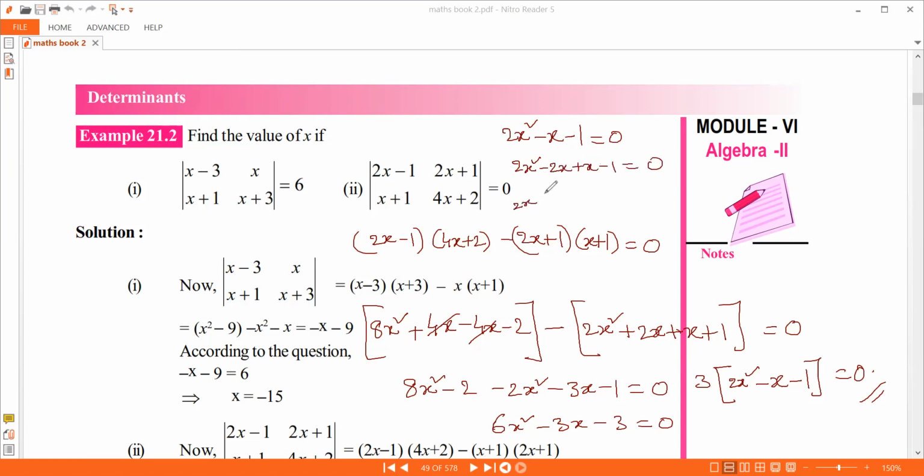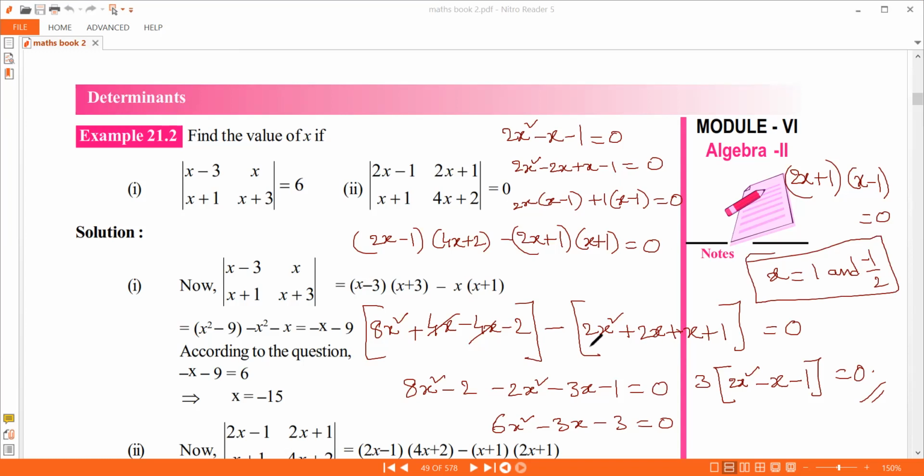So you can take 2x as common. So you have 2x into (x minus 1) plus 1 into (x minus 1), that is equal to 0. So you have (2x plus 1) into (x minus 1) equal to 0. So x can be equated to 1 and negative half. These are the values of x.